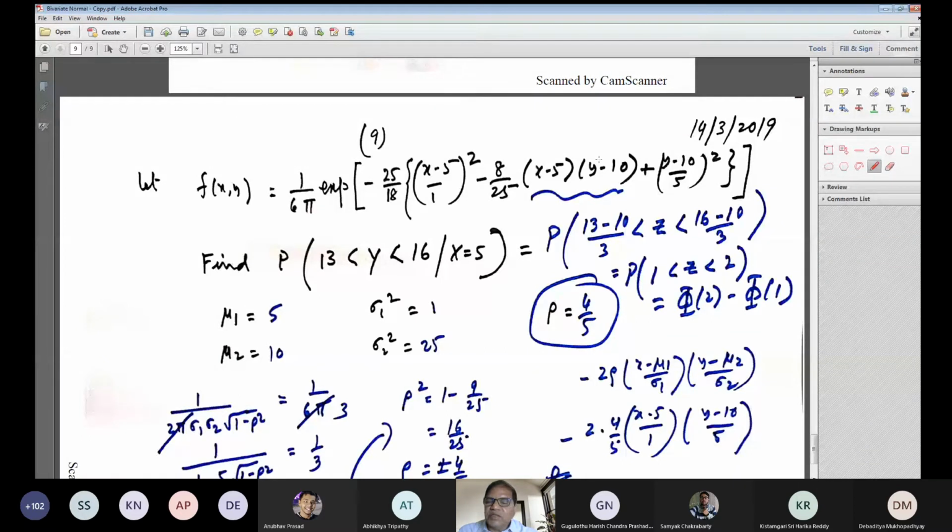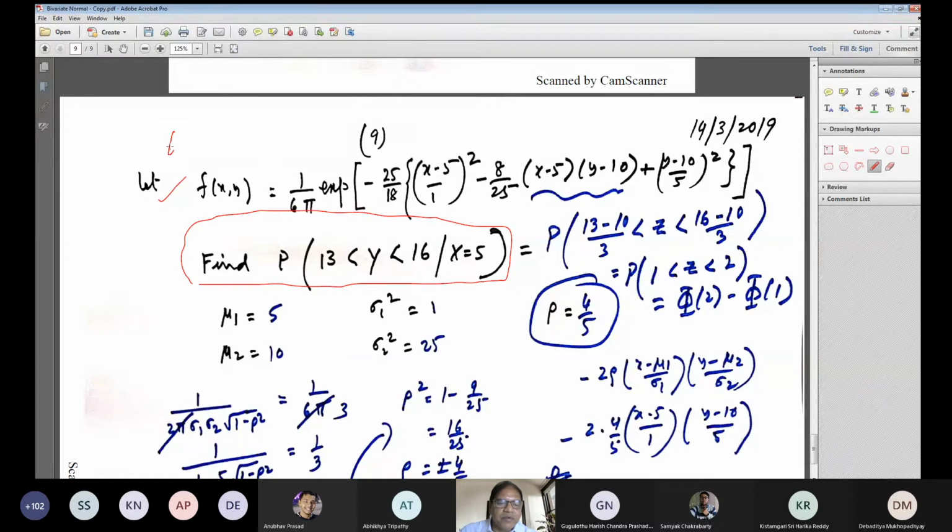The joint density function is given. This form is given to you, and the form is basically the expression of the bivariate normal density function. So we need to find what is the probability of this one. This is the question.